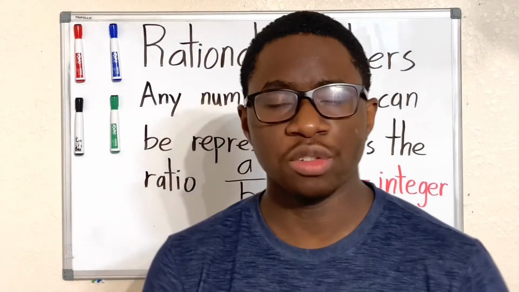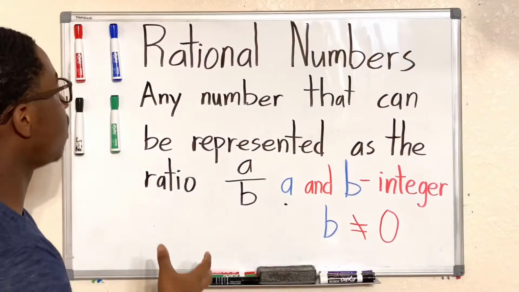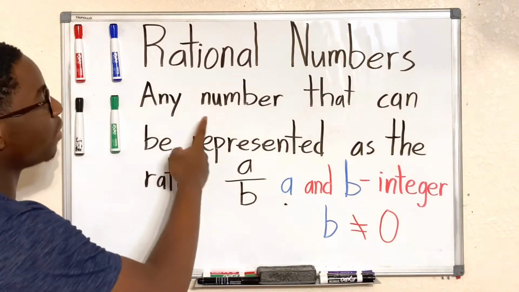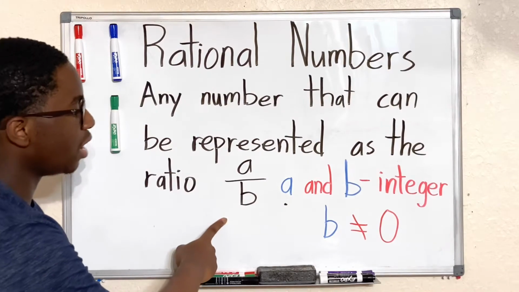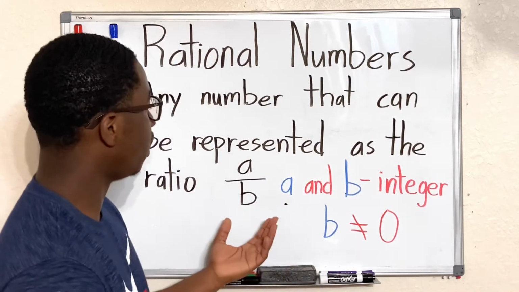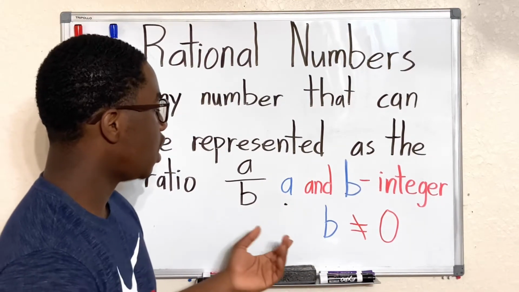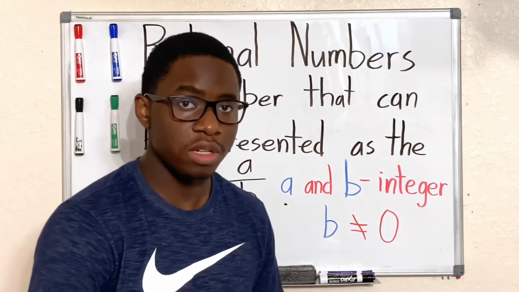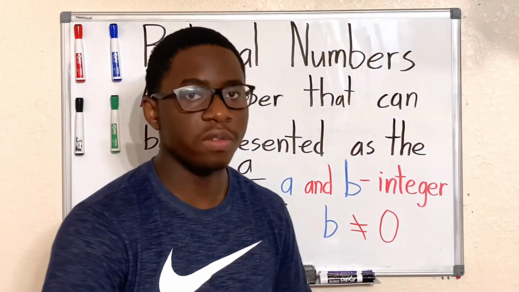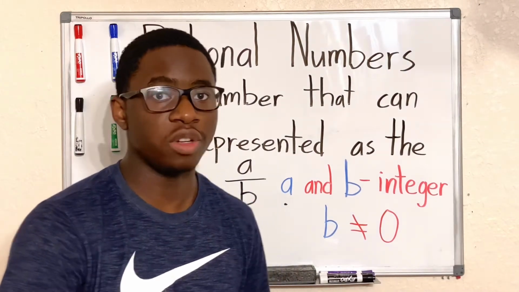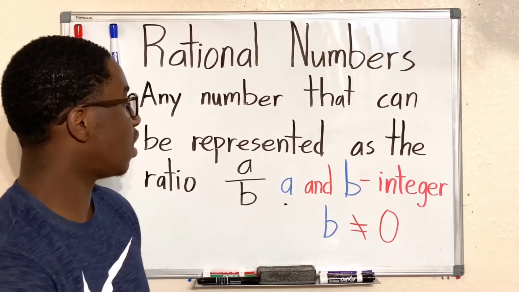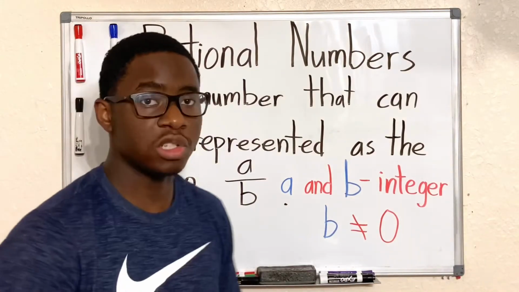Alright, so what are rational numbers? As spelled out here, rational numbers are any type of number that can be represented as the ratio A over B. And there's some rules concerning the ratio A over B. In this case, B cannot equal 0. So you can't have 5 over 0. That wouldn't be eligible to fall under the category of rational numbers. And we also have to look at the fact that A and B are also integers.